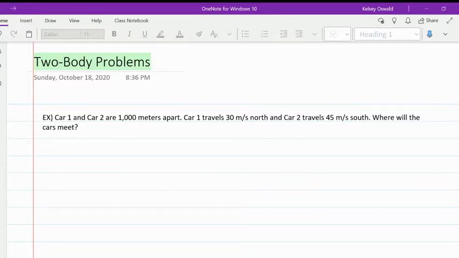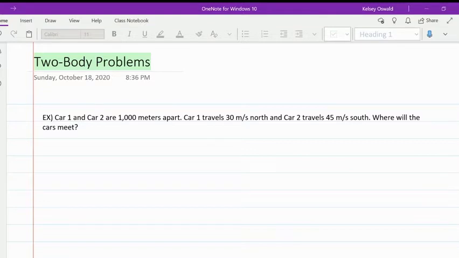So today we are going to take a look at two body problems. In these problems, we are going to be looking at the motion of two objects in respect to one another. So we are just going to delve right in with an example. And again, in two body problems, we are looking at the motion of two objects.